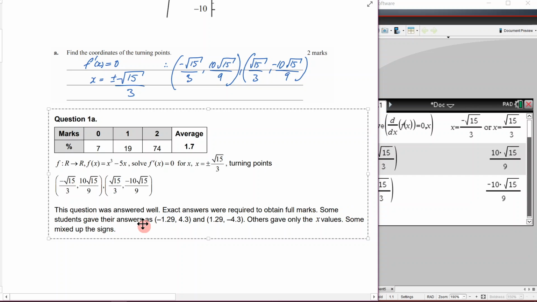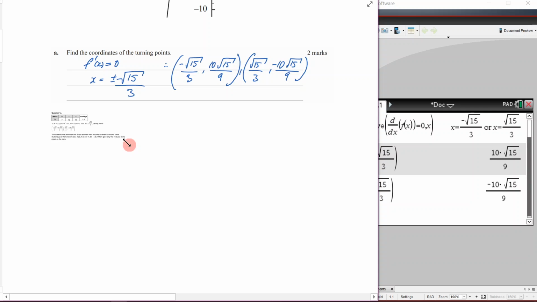Some students gave their answers as this and this. Others gave only the x values. Some mixed up the signs. So right here, you kind of have a microcosm of lots of little mistakes that people always make. The first of which is you have to give your answers as exact answers. You have to give exact answers unless the question specifies. So you can't give your answers like this. You need to give them as exact answers. Also, make sure you read the question. It says coordinates, so you can't just give the x values. And just always be careful of the signs as well. But 74% of students got this correct, which is pretty good.